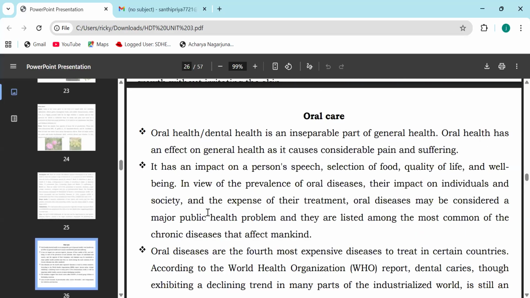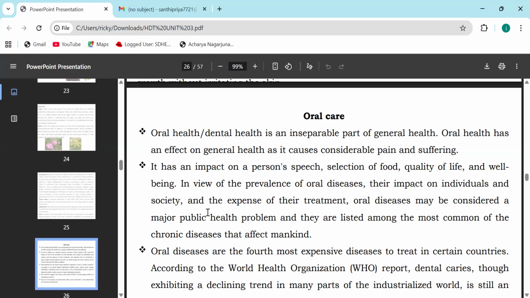And coming to the next one, oral care, oral health. Oral health, dental health, is an inseparable part of general health. Oral health has an effect on general health. It causes considerable pain and suffering. It has an impact on a person's speech, selection of food, quality of life, and well-being. And in view of the prevalence of oral diseases, their impact on individuals and society, and the expense of their treatment.